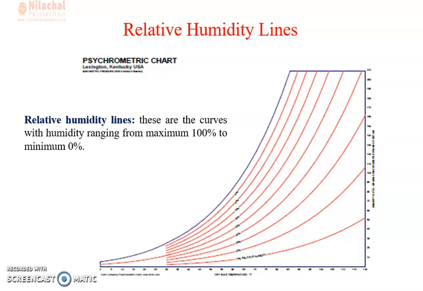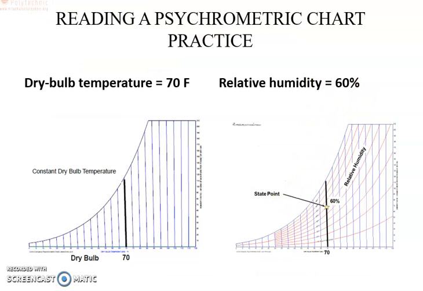Then we come to how to read the psychrometric chart. I am giving some practice. The question is given to find out the properties for a dry bulb temperature of 70 Fahrenheit.